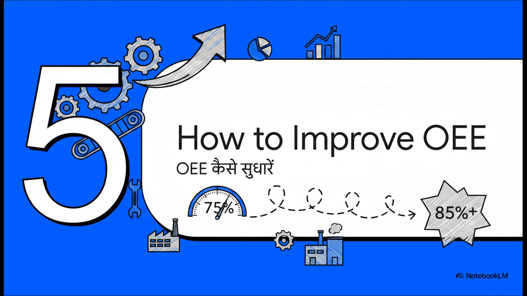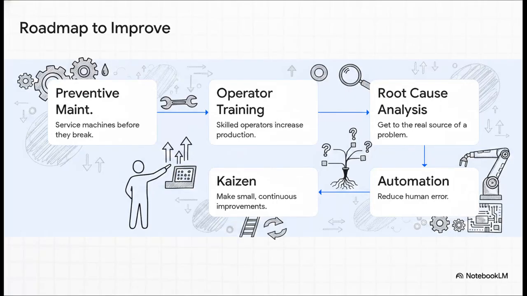So the big question is, how do we get from a good score of 75% to a world-class score of 85% or even higher? Well, the roadmap starts with the fundamentals. You can tackle your availability problem with preventive maintenance, servicing machines before they break. You can boost performance with better operator training. For quality, you've got to use root cause analysis to find the real source of the defects.